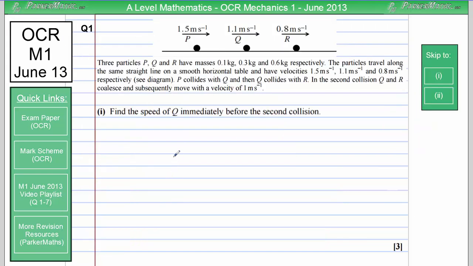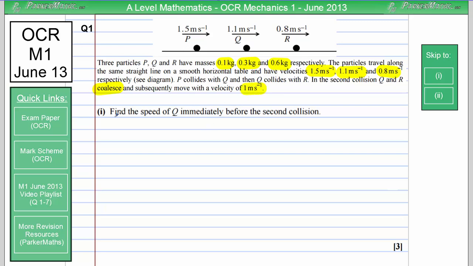Question 1. Three particles P, Q and R have masses 0.1 kg, 0.3 kg and 0.6 kg respectively. The particles travel along the same straight line on a smooth horizontal table and have velocities 1.5 meters per second, 1.1 meters per second and 0.8 meters per second respectively. P collides with Q and then Q collides with R. In the second collision, Q and R coalesce and subsequently move with a velocity of 1 meter per second.